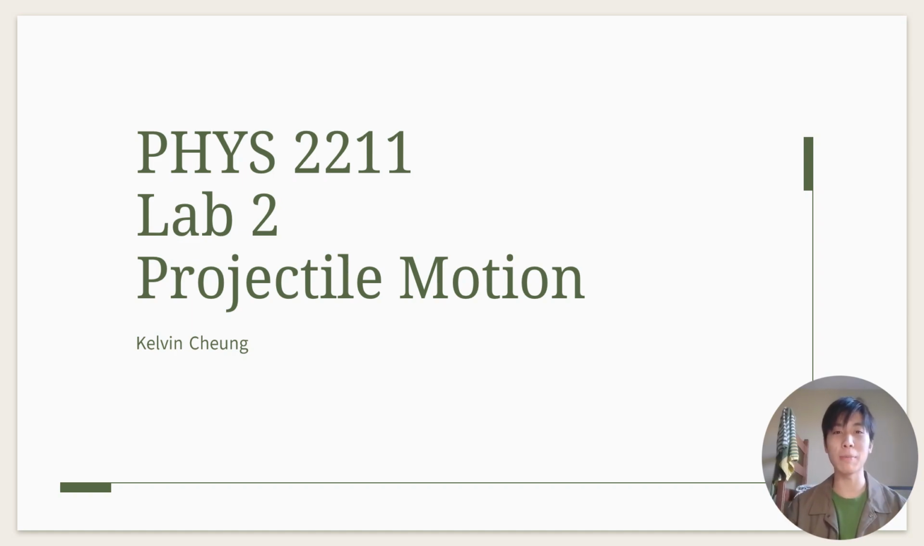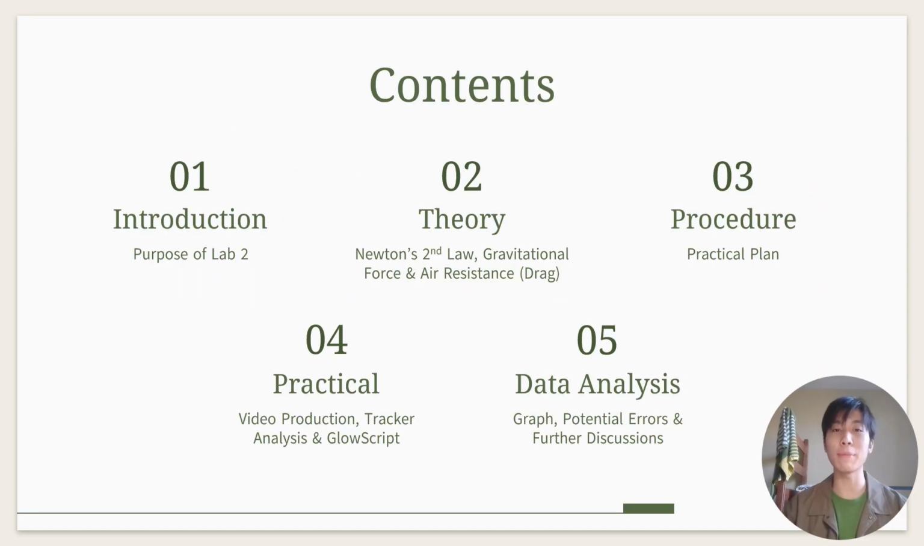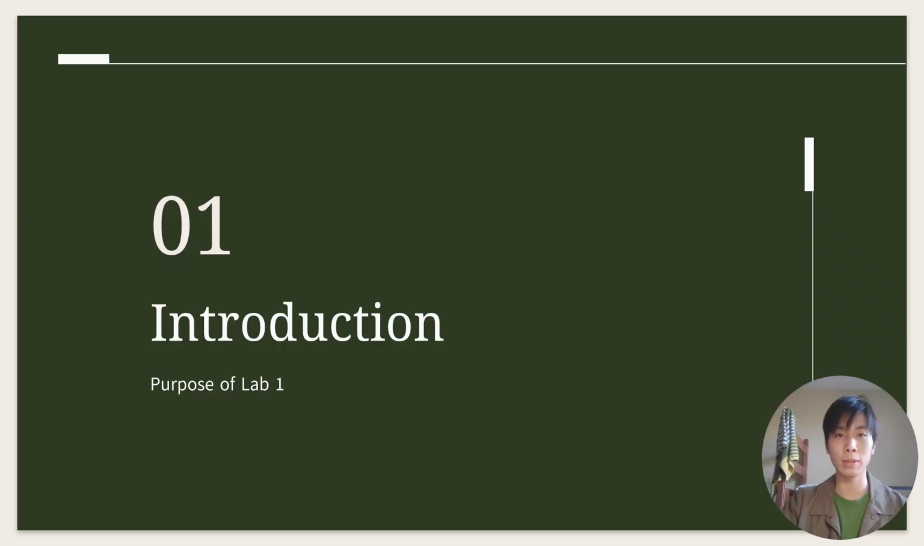Today I'd like to talk about my physics 1 lab 2. It's about the analysis of projectile motion. So here's my table of contents. First I'll introduce the purpose of lab 2 and then I'll explain some theories, which include 3 principles. And then I'll talk about my practical plan and also the practical, which includes video production, tracker analysis and also GlowScript. And lastly, I will do some data analysis and explain why there are some errors and also some further discussions about my lab.